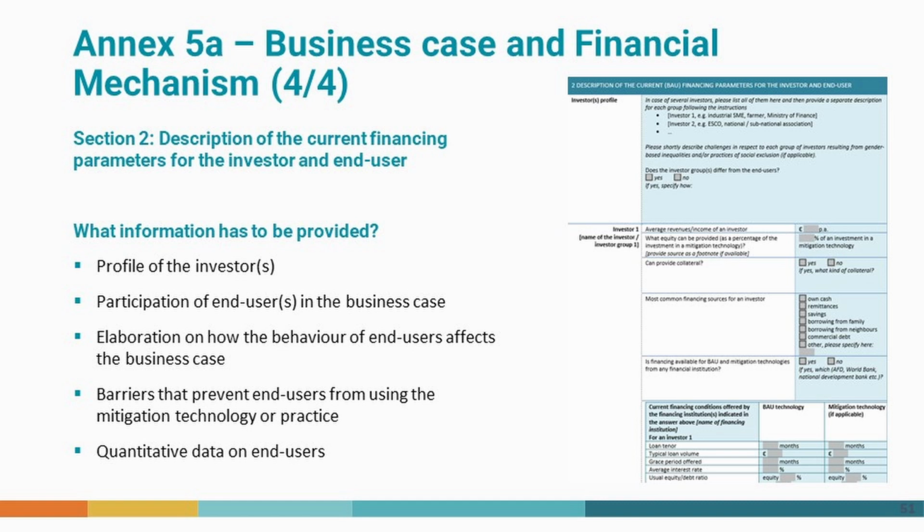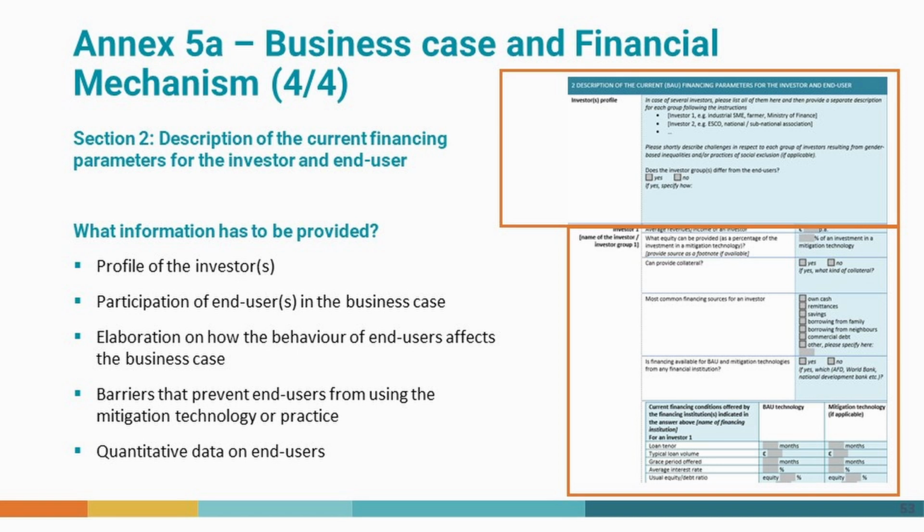Slide 4. In the second section of Annex 5A, you will describe the current financing parameters for the investor and end user. You will start by providing a profile of the investor, using information such as the most common sources of financing for the project, the availability of financing for BAU and mitigation technologies or practices from any financial institution, and a list of current market barriers or failures to be addressed in relation to the investor, among others. This information is to be provided for all investors to be supported in the project.